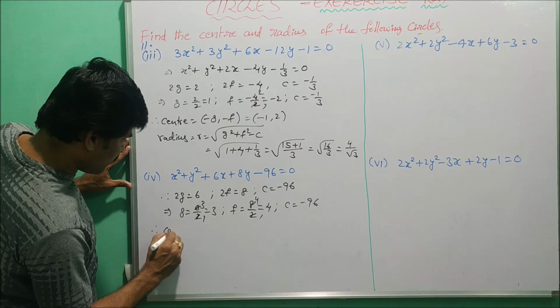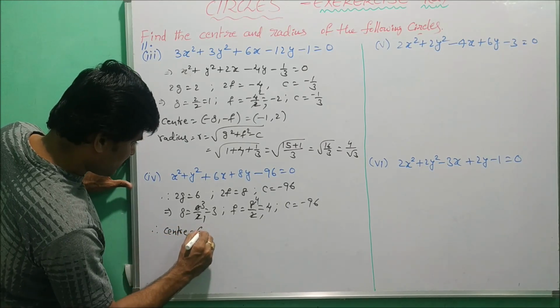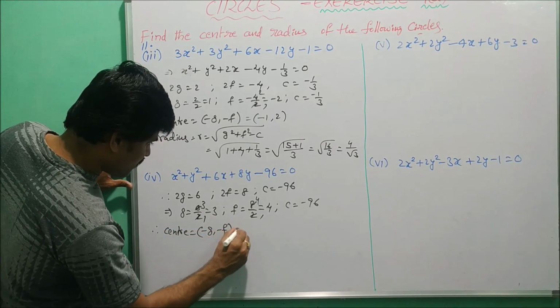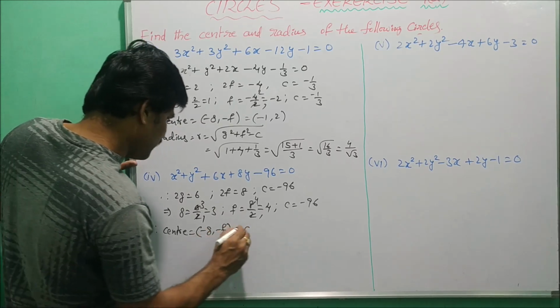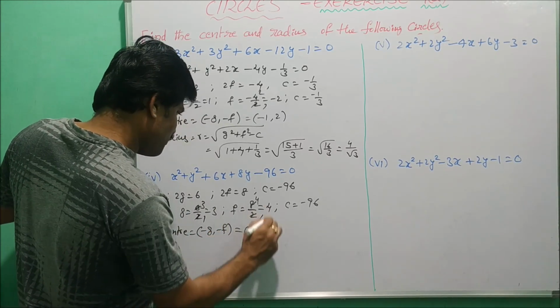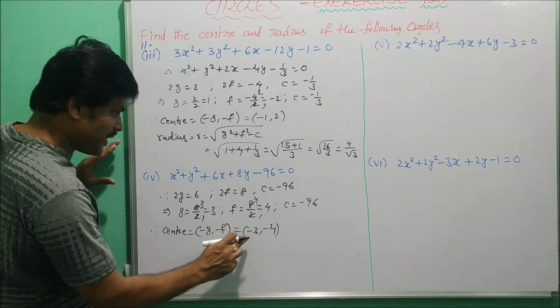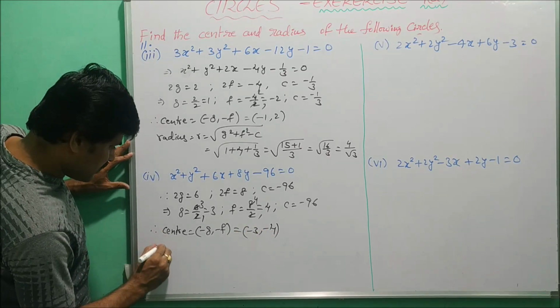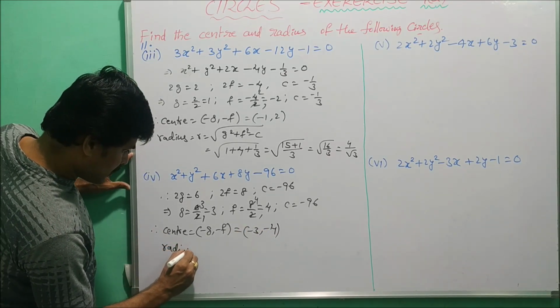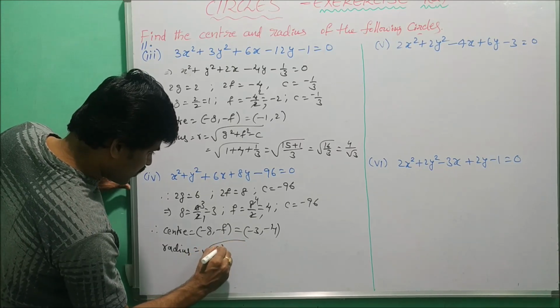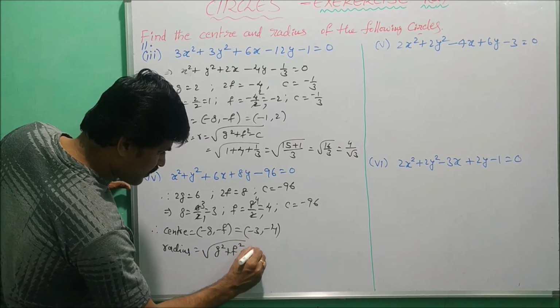Now we take the formula for the center of the circle, that is the ordered pair (minus g, minus f). In this, minus g means minus 3, minus f means minus 4. So (minus 3, minus 4) is the center. Radius equals the square root of g square plus f square minus c.